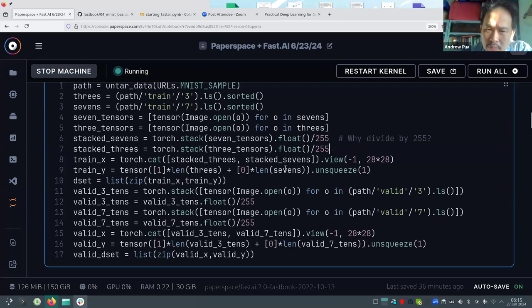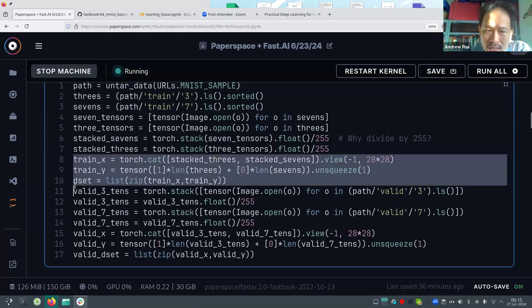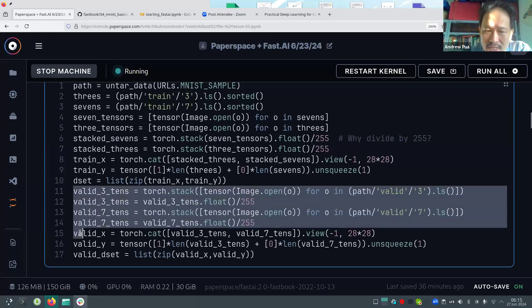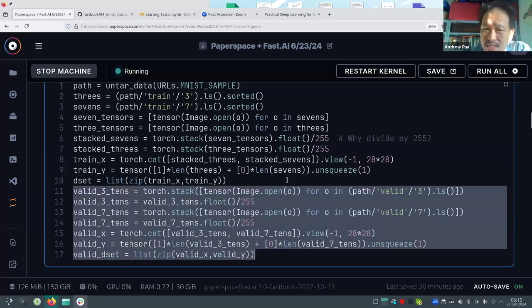And then afterwards you basically have to create the training data set and the validation data set or the testing data set, basically following the same set of commands.